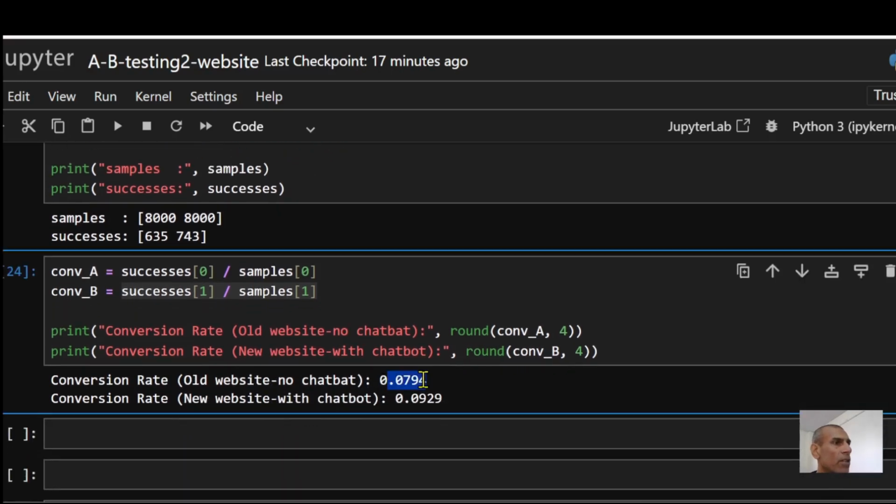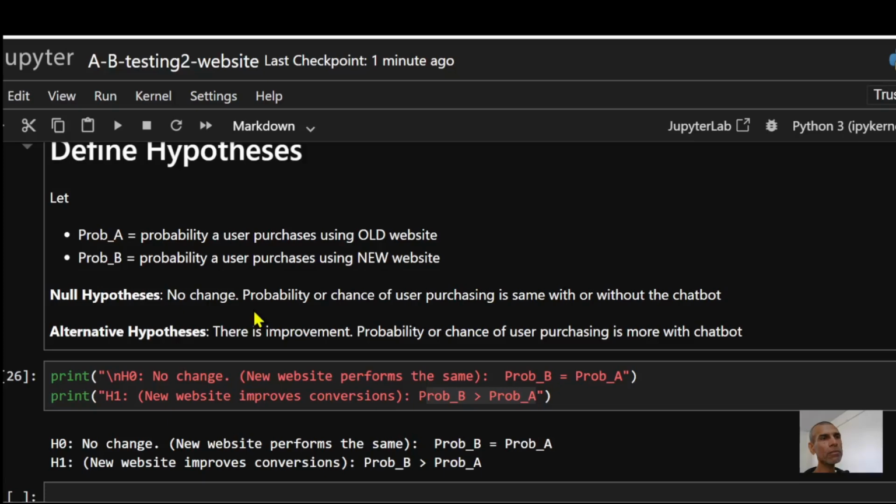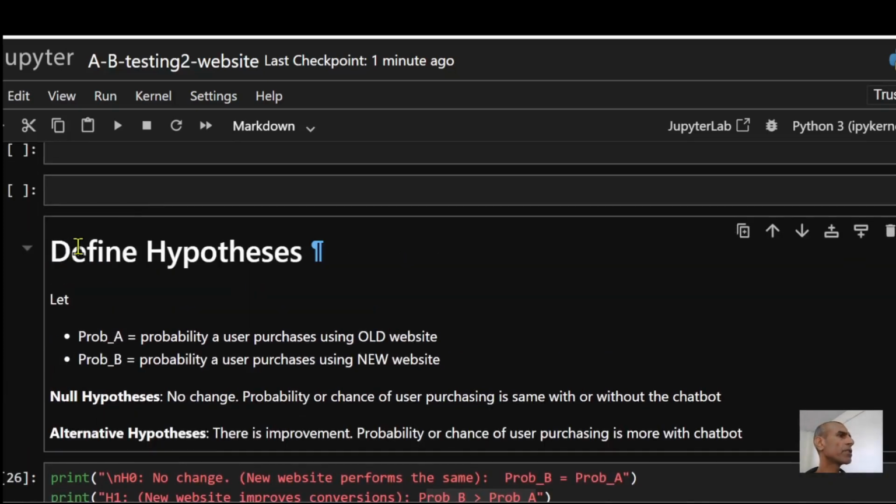All right, so I got these numbers. This is my old website without the chat part. That means 7.9% made a purchase. That was the conversion rate, and the new website with the chat part, the conversion rate is 9.29%.